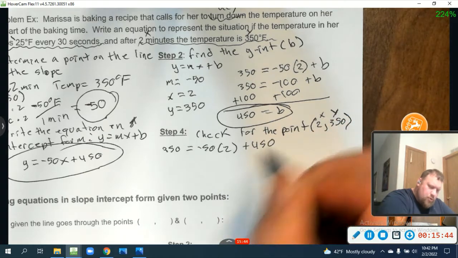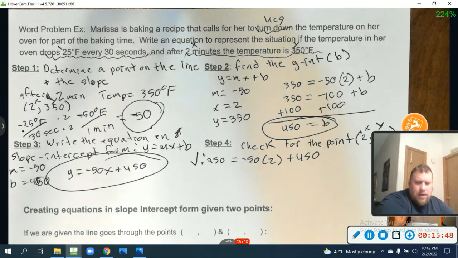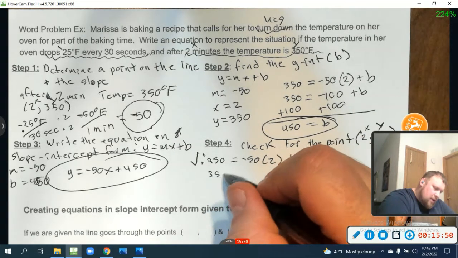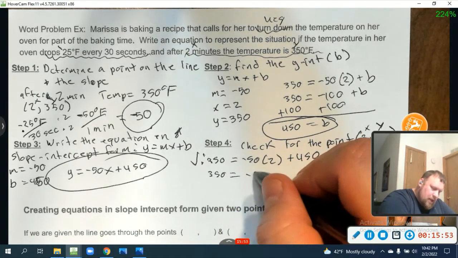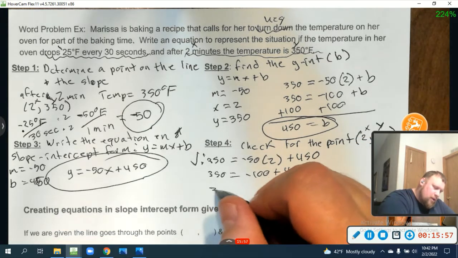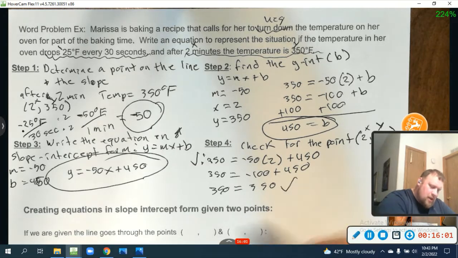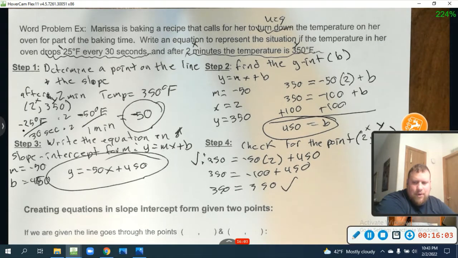This should come out with a true statement if we do it right. This is our check. Let's put check colon, so we know it's a check. 350 is equal to, just multiply that out, that's negative 100, plus 450, and what's negative 100 plus 450? Well, 350 equals 350. Is that a true statement? Yep, check. It's correct. Awesome.